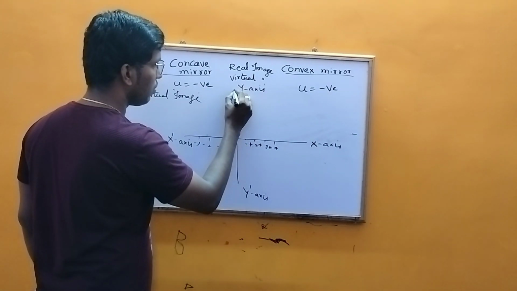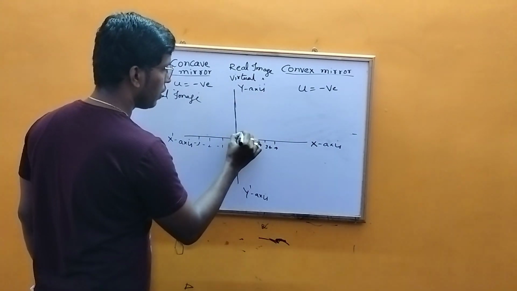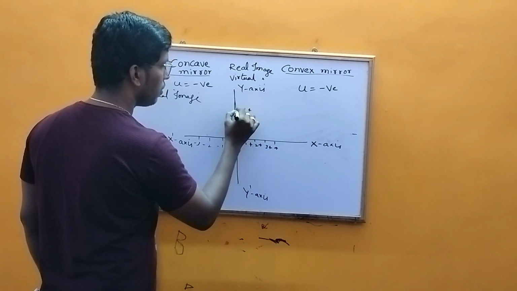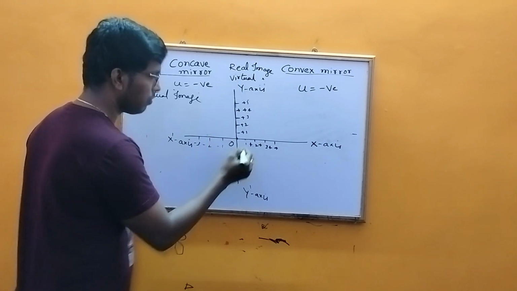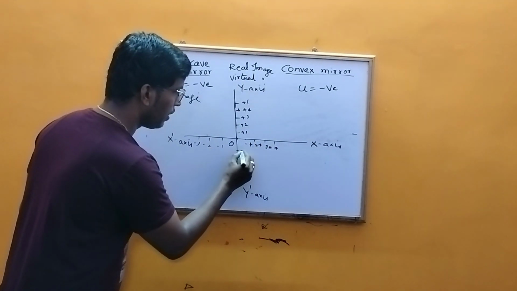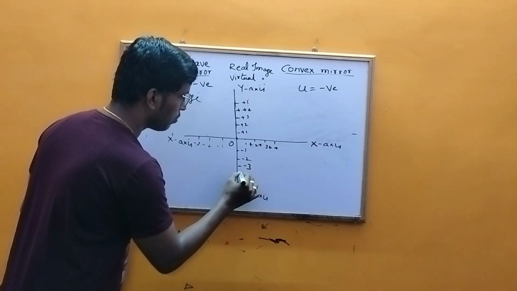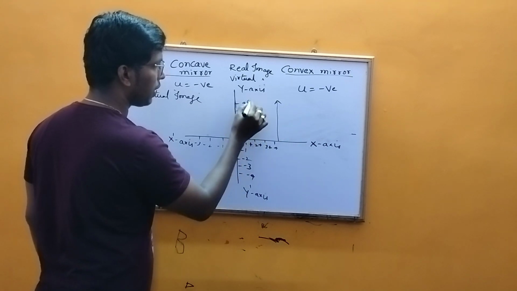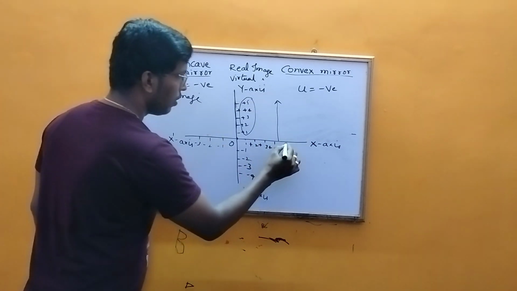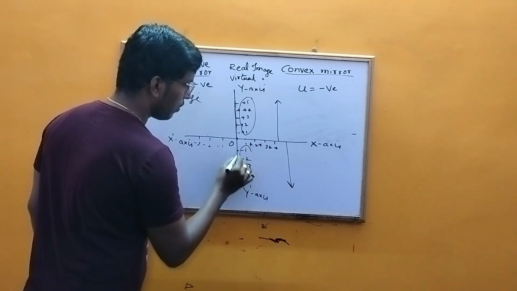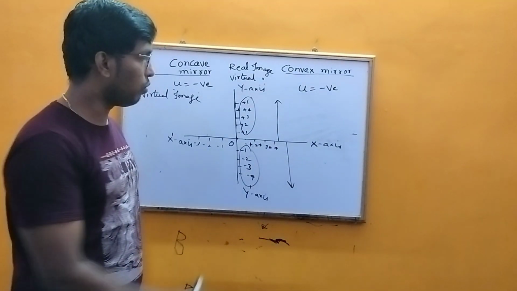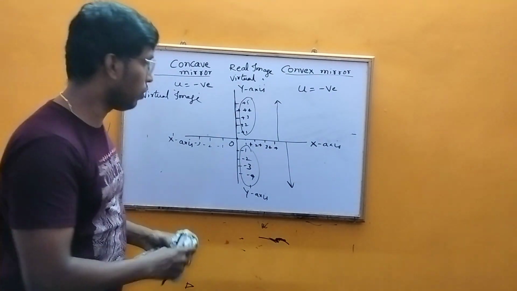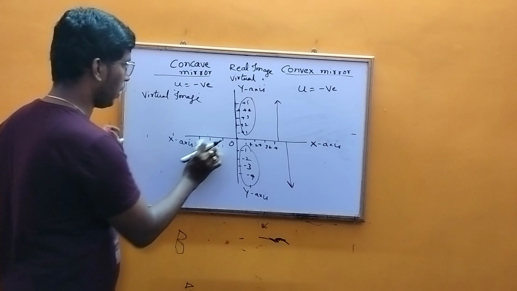Coming to the y-axis, on the upside we will take the positive values: plus 1, plus 2, plus 3, plus 5, and so on. Similarly, in the downward direction, we will take negative values like this. So what do we observe here? The upward direction I am taking as positive values, and the downward direction we are taking as negative values. Understood? This is how we do it in mathematics while drawing graphs. The same thing applies to these sign conventions also.